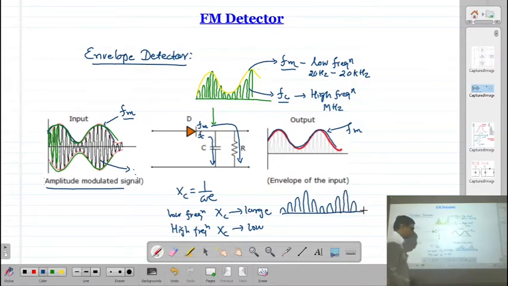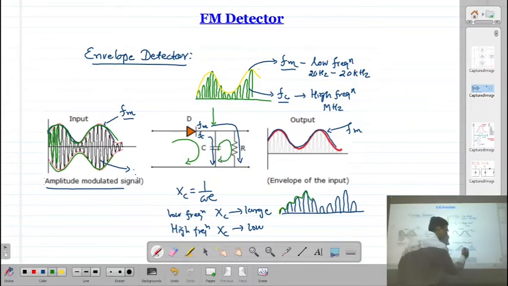Right? Now what will happen? During this positive cycle, your capacitor will be charged up to this value, and then it is going to be discharged. Again the capacitor is going to charge and discharge, charge and discharge. Here the capacitor is charging in this direction and it will be discharged through the load resistance R.